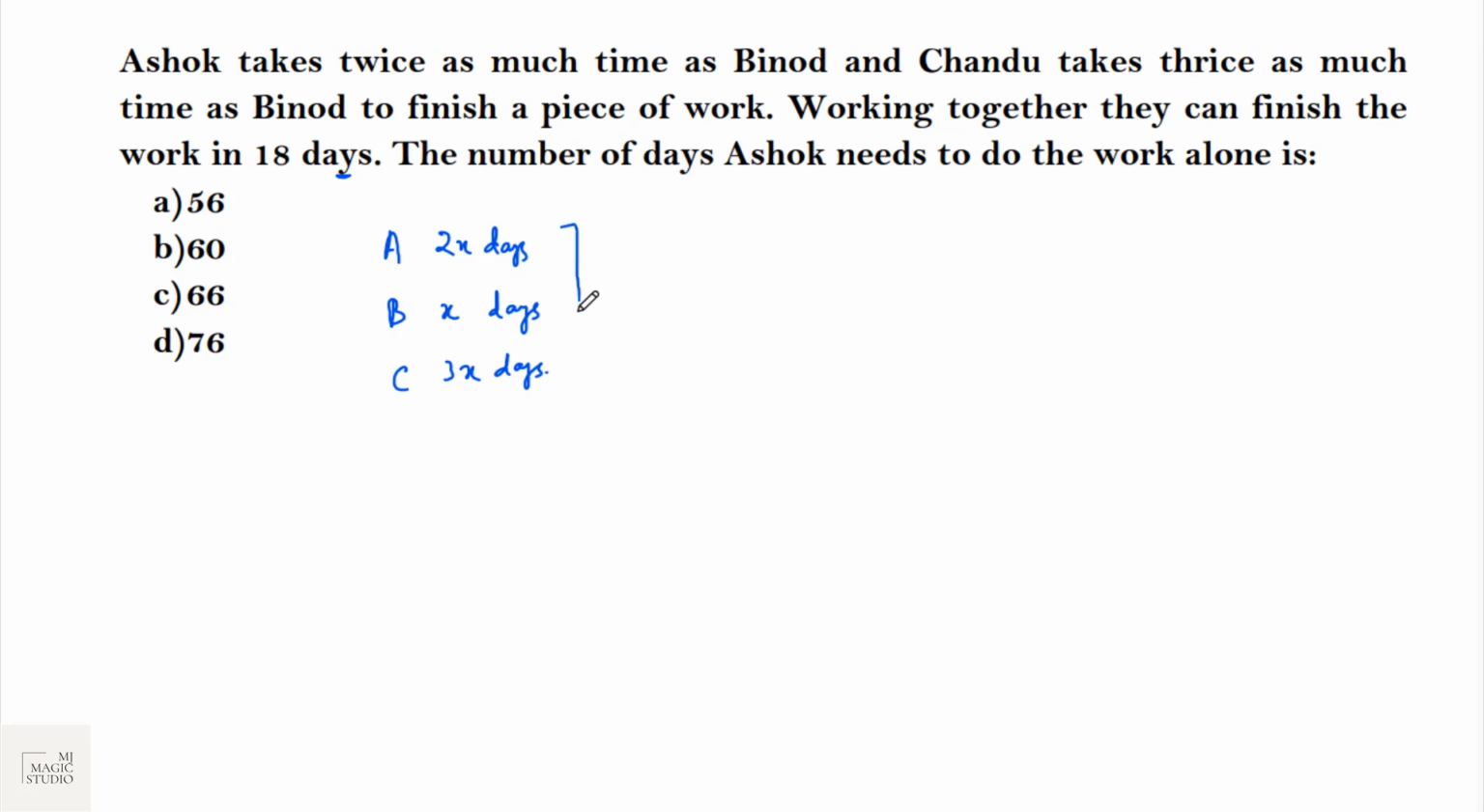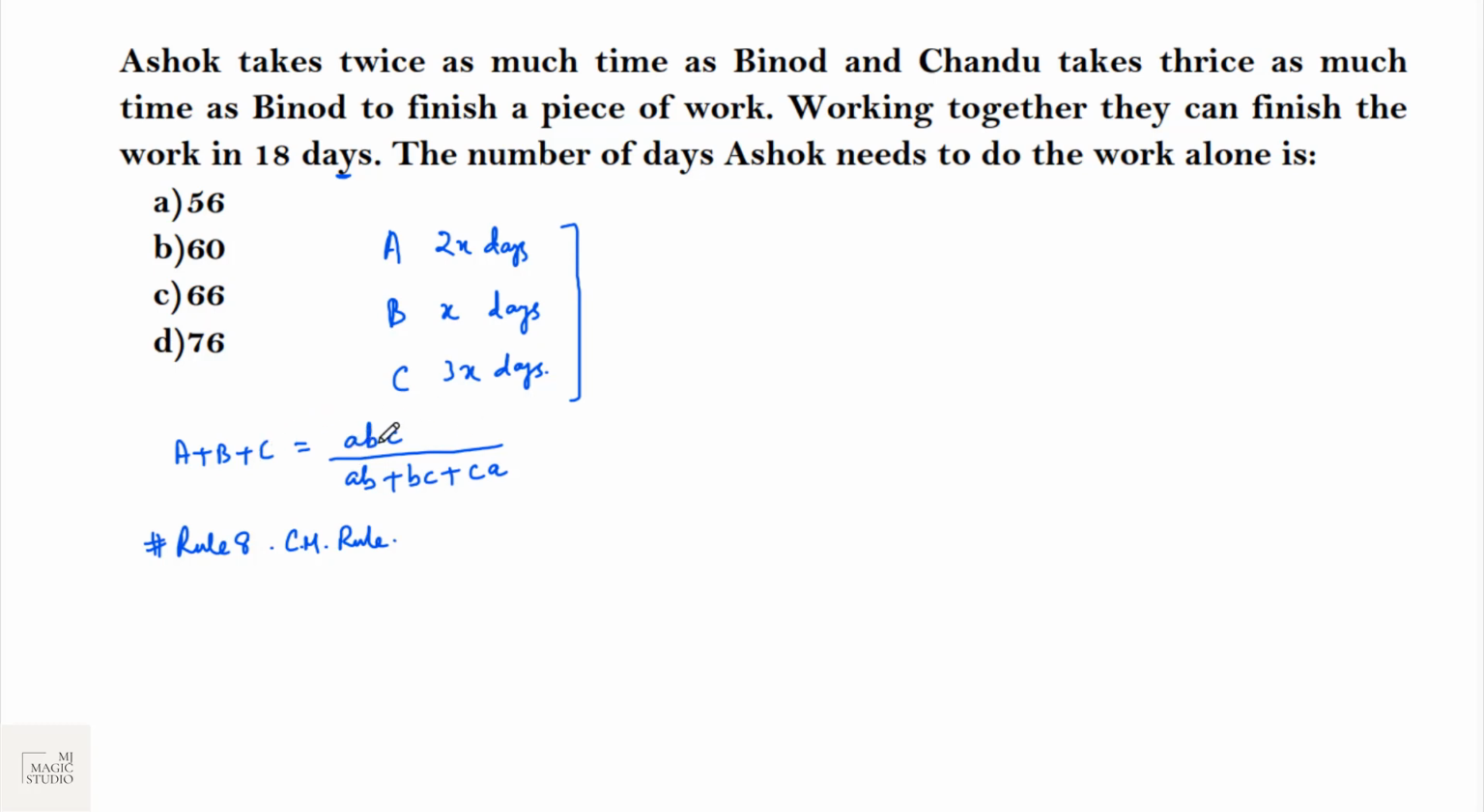Now, how to add A, B, C in case of time and work? In case of time and work, A plus B plus C, if we use the formula, would be equal to ABC divided by AB plus BC plus CA. You may use this formula when the numbers are small, or you may use rule number 8, our LCM rule, which is also a very quick process. We will do this with both, rule number 8, LCM rule, and with the direct formula.